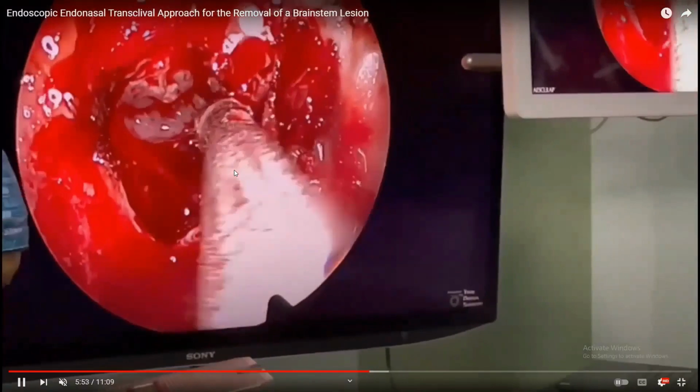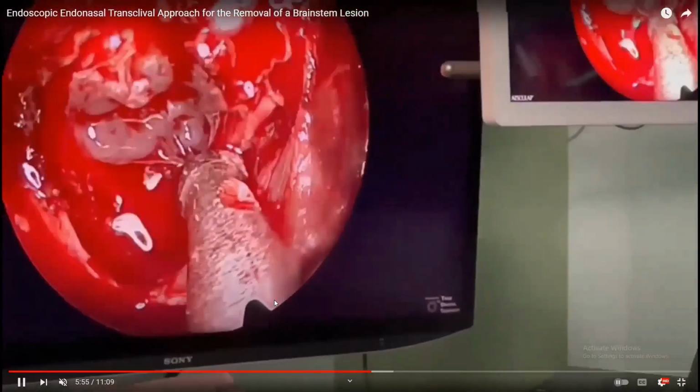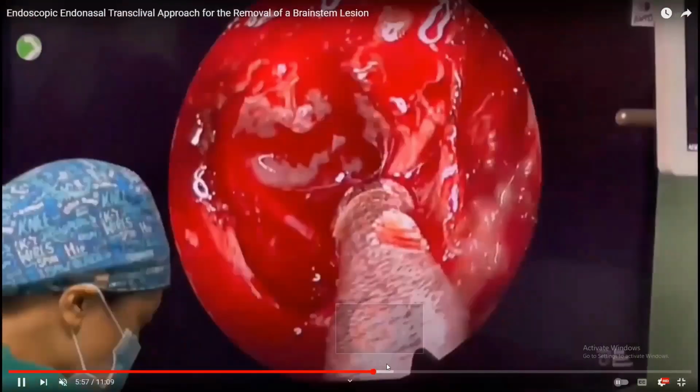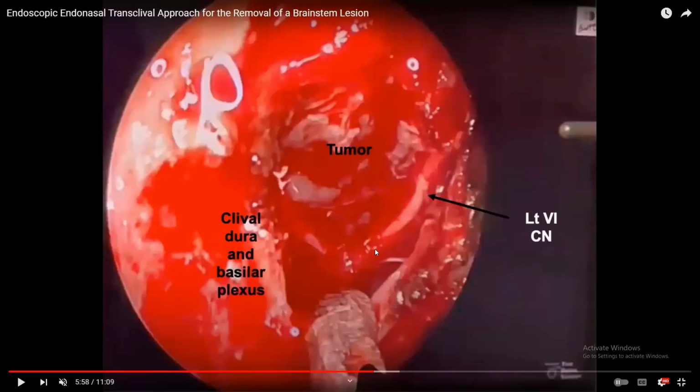That is the sixth nerve. You can see, I will show you the sixth nerve. That is the sixth nerve. And basilar is here. That's a vertebral. There is one perforator here, one perforator here. We are going in through this, and these millimeters of space is where you can take out the tumor.